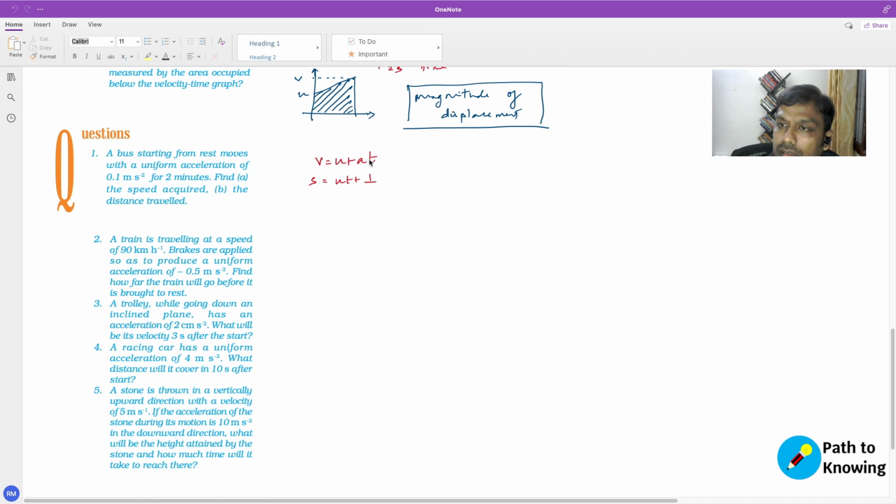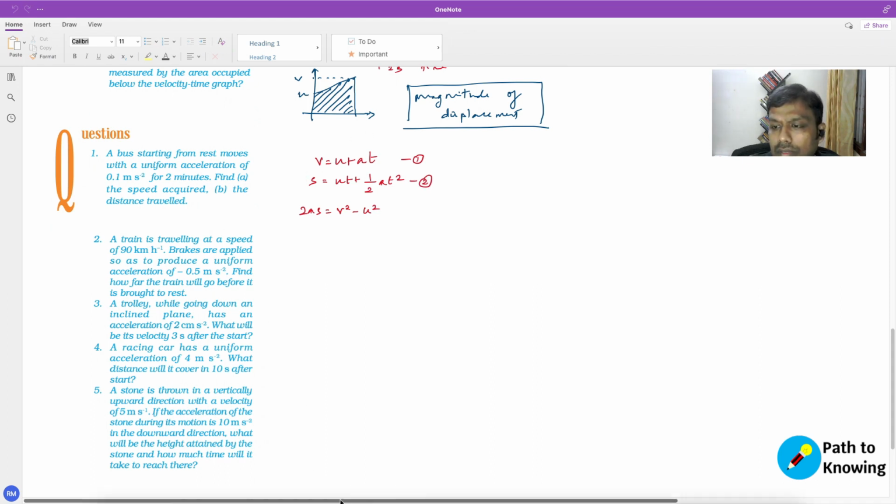So this is the second one. Here s is your magnitude of displacement or the distance covered. Since it is an object that is moving in a straight line, both are the same. The third equation is 2as is equal to v square minus u square. Right? So these are the three equations of motion, and we're going to use this for all these problems.